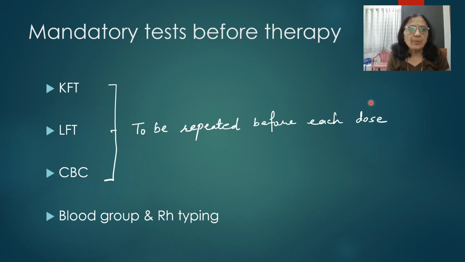Important point again, I want to repeat: mandatory testing before we start methotrexate or we repeat methotrexate again. Every time we need to do LFT, RFT, and CBC. It needs to be repeated before each next dose. That is important. And we need to do blood group and Rh typing also.